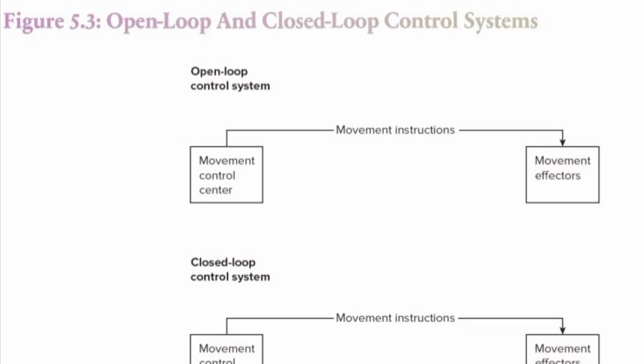And so the overall differences: open loop control systems do not use feedback. They're simple, they're easy to maintain. And then closed loop systems, they do use feedback. They're more complex.